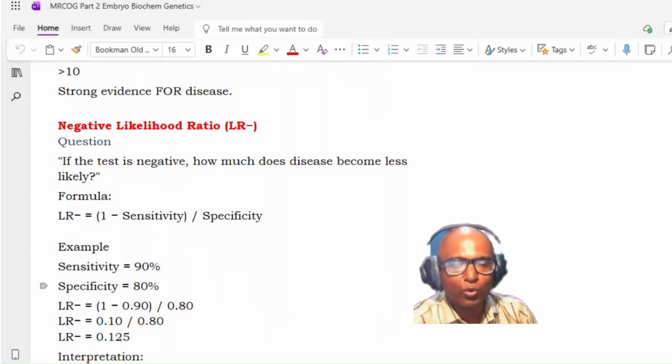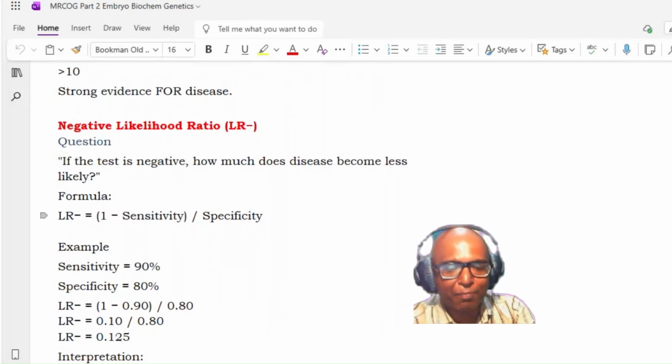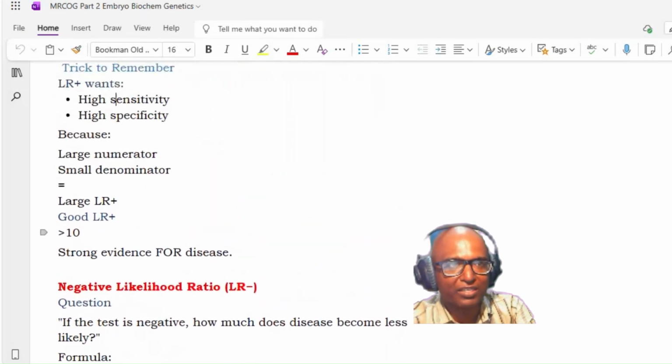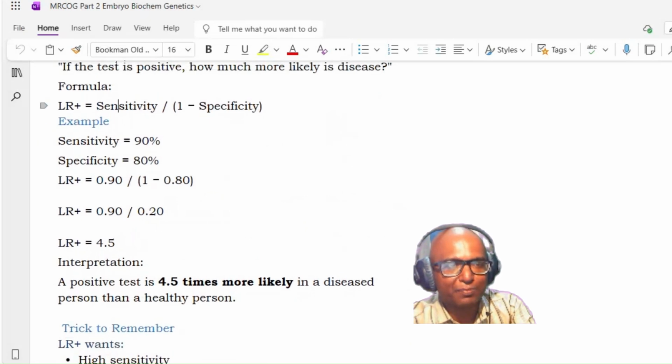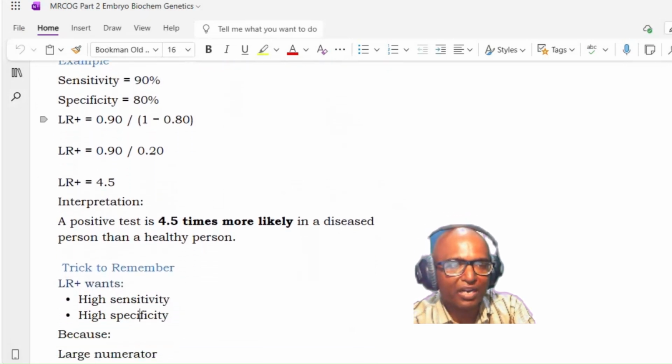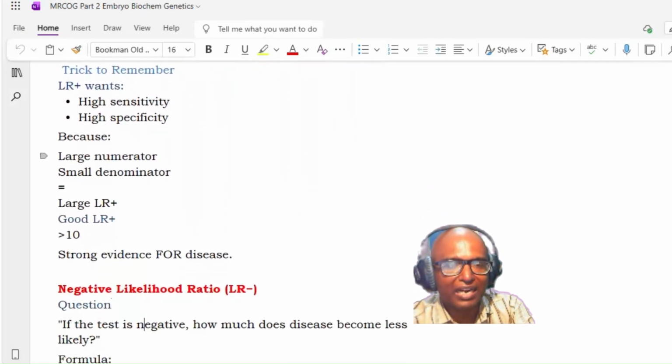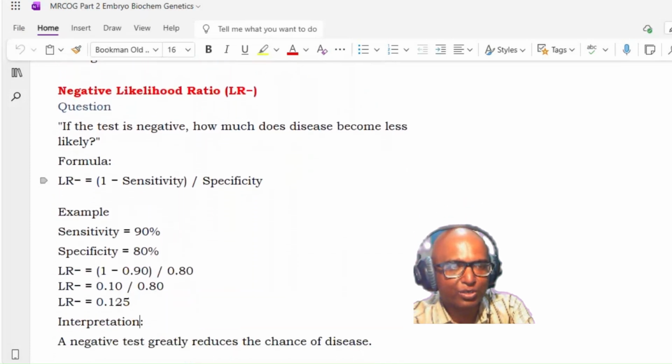So LR negative equals 1 minus sensitivity upon specificity. Always remember, sensitivity is in the numerator and specificity is in the denominator here. Here it was sensitivity upon 1 minus specificity, and here it is 1 minus sensitivity upon specificity. These are the only two formulas which we have to remember. Sensitivity upon 1 minus specificity is the likelihood ratio positive. Now likelihood ratio negative will be 1 minus sensitivity divided by specificity. That is the difference.